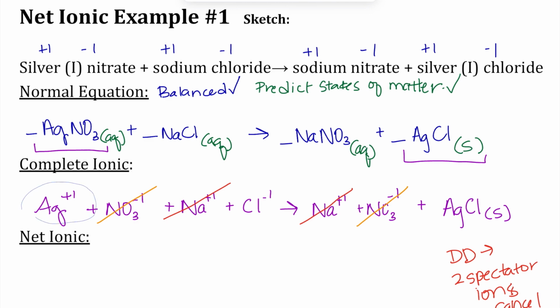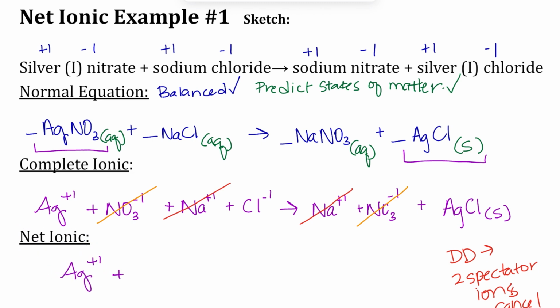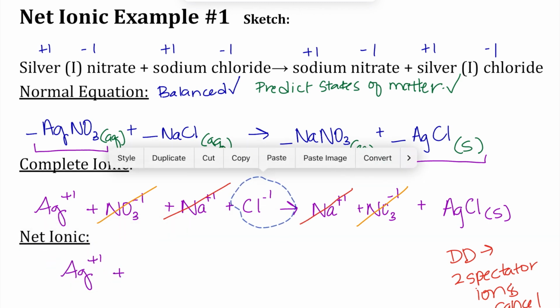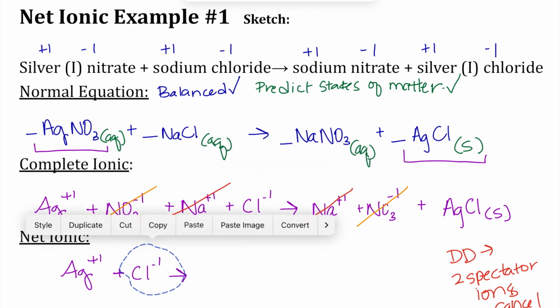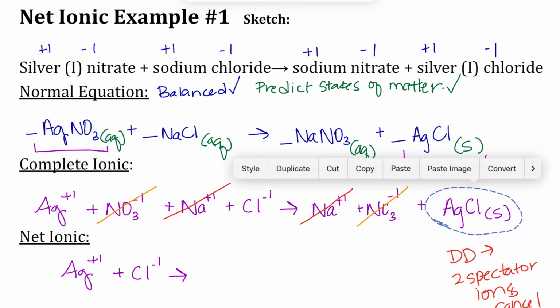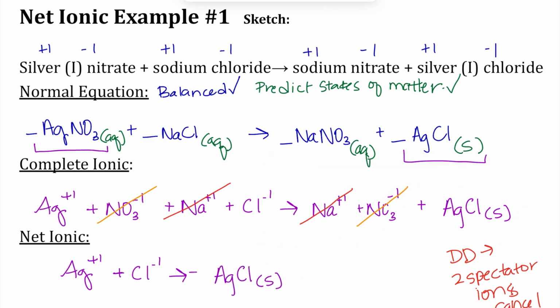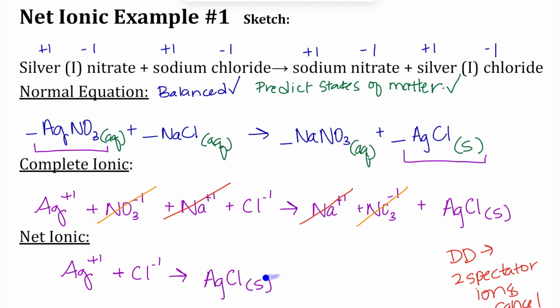And so we're going to then copy that down and say, okay, I have a silver ion with a +1 charge. I have a chlorine ion with a -1 charge. And it's those 2 ions then that are reacting to form my silver chloride solid. And so my net ionic equation only includes the things that change throughout my reaction.